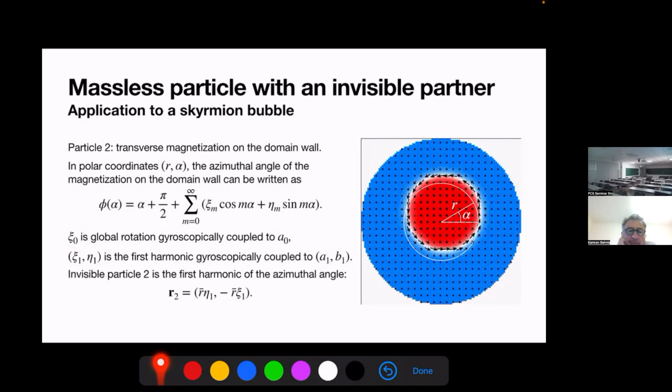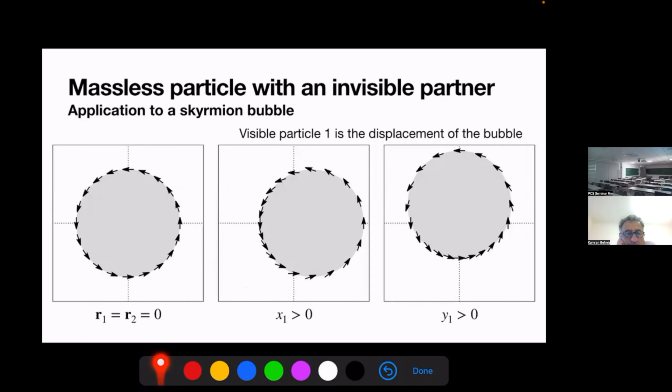So here are the modes illustrated in a schematic way. We start with an ideal bubble in which the bubble is centered in the middle, and the magnetization ideally points along the domain wall. So both R1 and R2 vanish. If you make a non-zero R1, let's say its X component is greater than 0, that corresponds to displacing the bubble to the right without changing the direction of magnetization on your domain wall. So you can see that now the magnetization orientation doesn't quite match the direction of the domain wall. So there's an energy cost associated with it.